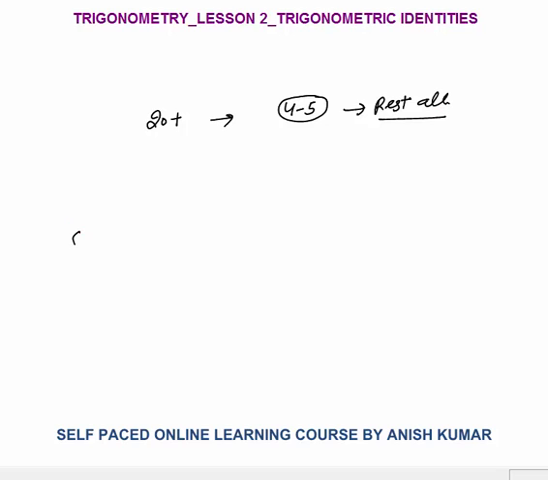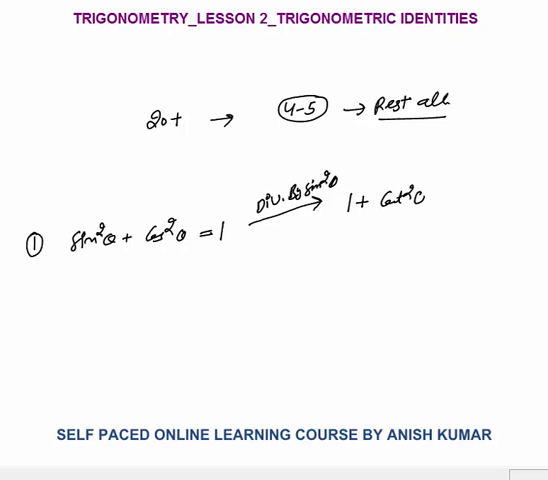For example, the first concept I need to tell you is that sine square theta plus cos square theta is always equal to 1, whatever be the value of theta. Now you don't need to cram the other concept. If you divide this equation by sine square theta, you will get 1 plus cos square theta by sine square theta, this is cot square theta. 1 by sine square theta is equal to cosec square theta.